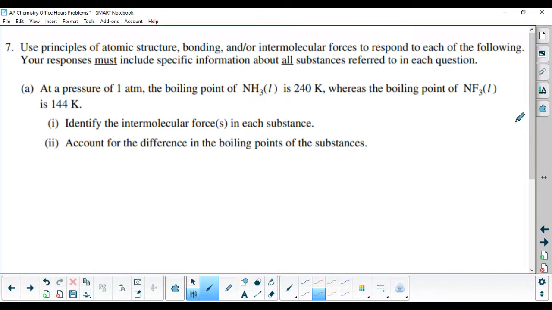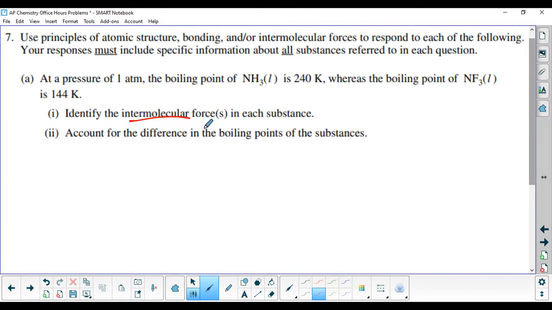We have NH3 first. If you want to identify intermolecular forces, always draw it first. So I'm going to draw my NH3 molecule. If it's on the test this year, you probably wouldn't have to draw it, but you might have to refer to its shape. So having a scratch piece of paper is a great idea on the test. So I sketch it and I identify the intermolecular force type here is hydrogen bond.